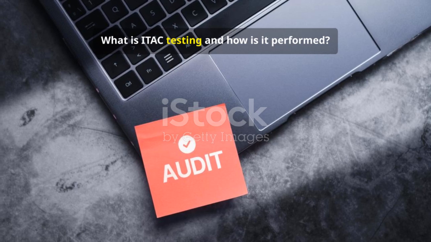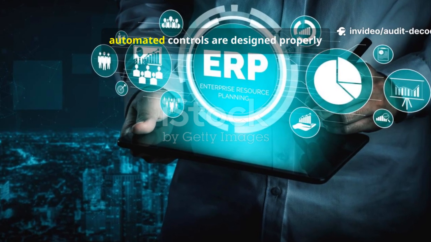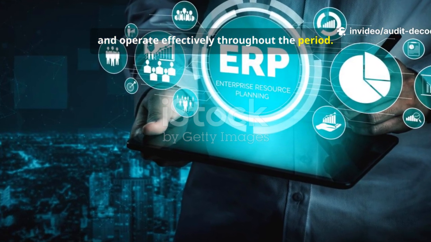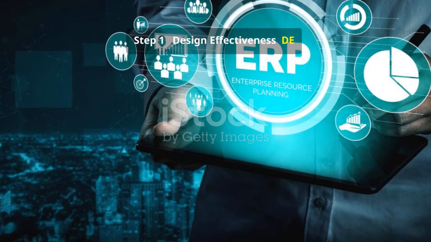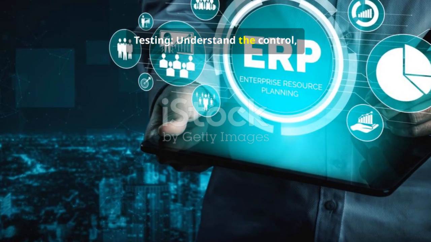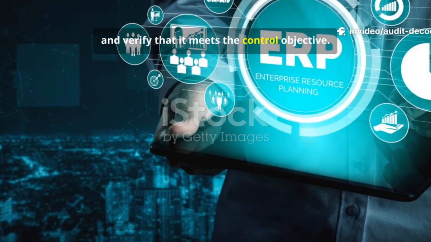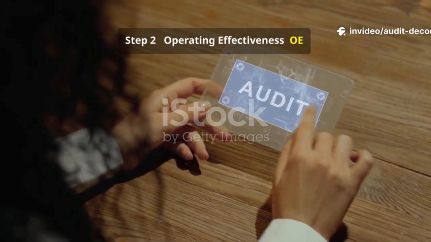6. What is ITAC testing and how is it performed? ITAC testing involves verifying whether automated controls are designed properly and operate effectively throughout the period. Step 1. Design effectiveness, DE, testing. Understand the control, review configurations, and verify that it meets the control objective. Step 2. Operating effectiveness, OE.